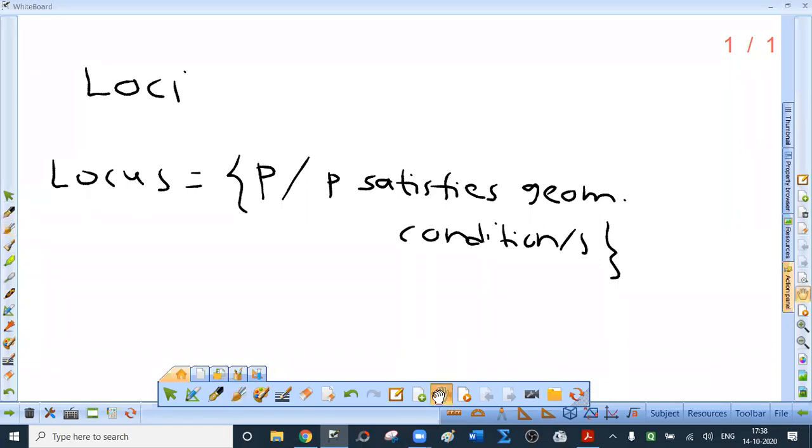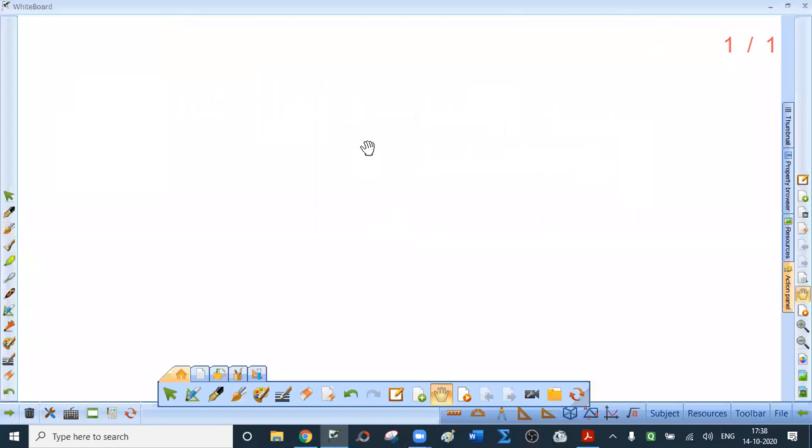Now, in locus, we are mainly interested in obtaining equation of a locus. The equation of a locus is an algebraic relation satisfied by the coordinates, Cartesian coordinates, x, y, of every point of the locus. Now, finding the equation of locus becomes the basic problem in the study of coordinate geometry. And that is why we have begun with the concept of locus. What is the procedure for finding the equation of a locus?